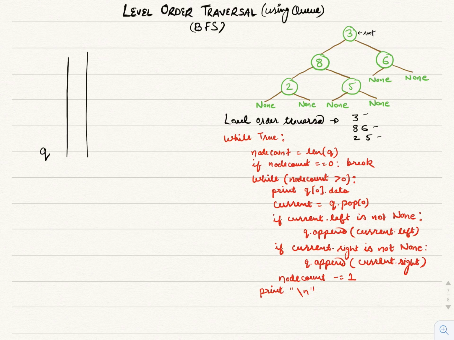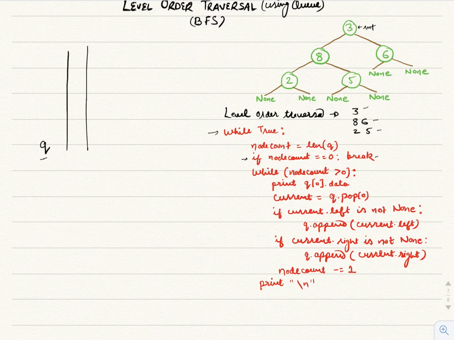So this is the first while condition, which will always be true and will come out of this loop only when the node count is equal to 0, and then we'll reach this break condition and come out of this loop. Before this, we have to initialize one thing, which is q, which I have represented as q, and we have to append root to this queue. So here the root is 3, we'll append 3 to the queue.